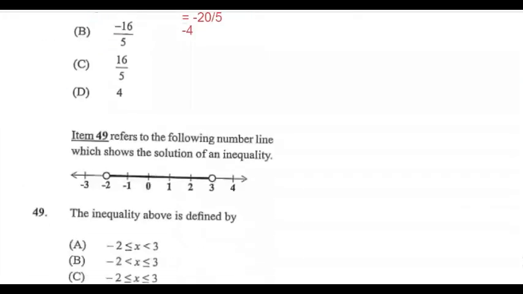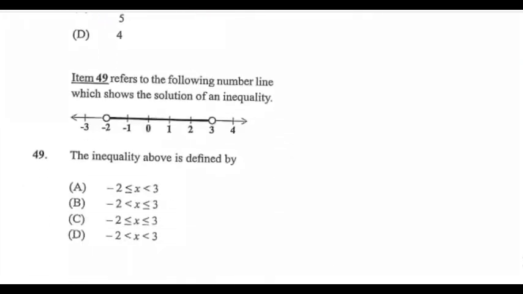And we are moving nicely along. 49. The inequality above is defined by. So guys, remember, once you see a non-shaded dot or a dot that is not shaded, therefore the value that the dot is above cannot be equal to. Only when the dot is shaded that will have an equal to sign. So when there's no shade, that means the answer can only be less than or greater than, but definitely not equal to.